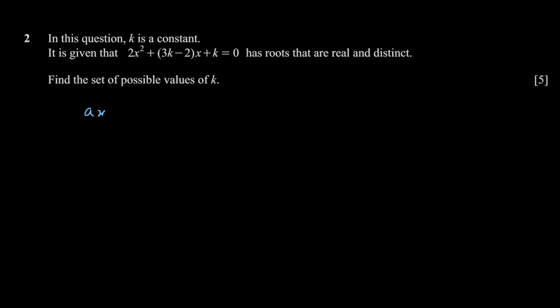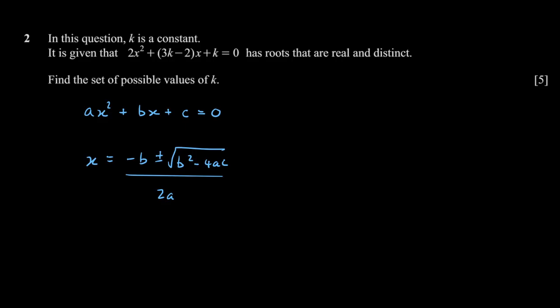So if we've got a quadratic of the form ax squared plus bx plus c is equal to 0, then the discriminant is b squared minus 4ac. Now, why is that? Well, because we know that the solution to this quadratic using the quadratic formula is minus b plus or minus the square root of b squared minus 4ac all over 2a. So in other words, the solutions are going to be dependent upon this term here, the b squared minus 4ac.